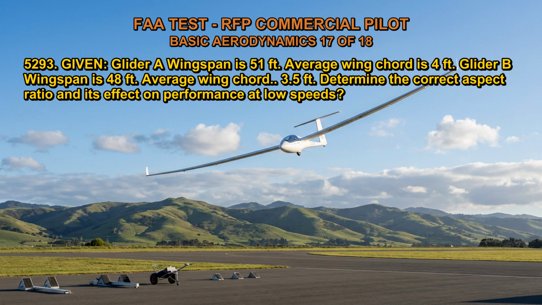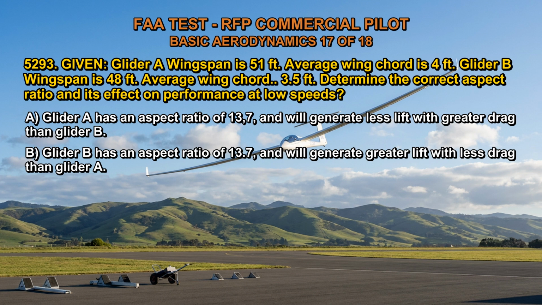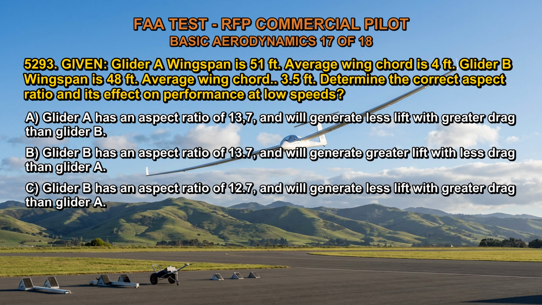5293. Given, glider A wingspan is 51 feet, average wing chord is 4 feet, glider B wingspan is 48 feet, average wing chord 3.5 feet. Determine the correct aspect ratio and its effect on performance at low speeds. A. Glider A has an aspect ratio of 13.7 and will generate less lift with greater drag than glider B. B. Glider B has an aspect ratio of 13.7 and will generate greater lift with less drag than glider A. C. Glider B has an aspect ratio of 12.7 and will generate less lift with greater drag than Glider A.